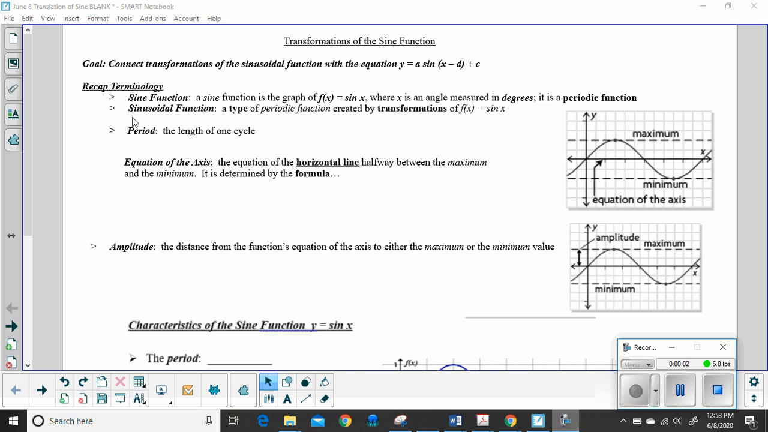All right, folks, today we're going to look at the transformations of the sine function. So a lot of these we've already seen. Actually, all of these we've already seen. We just haven't applied it to the sine curve yet. So we've got our A value, we've got our D value, we've got our C value.